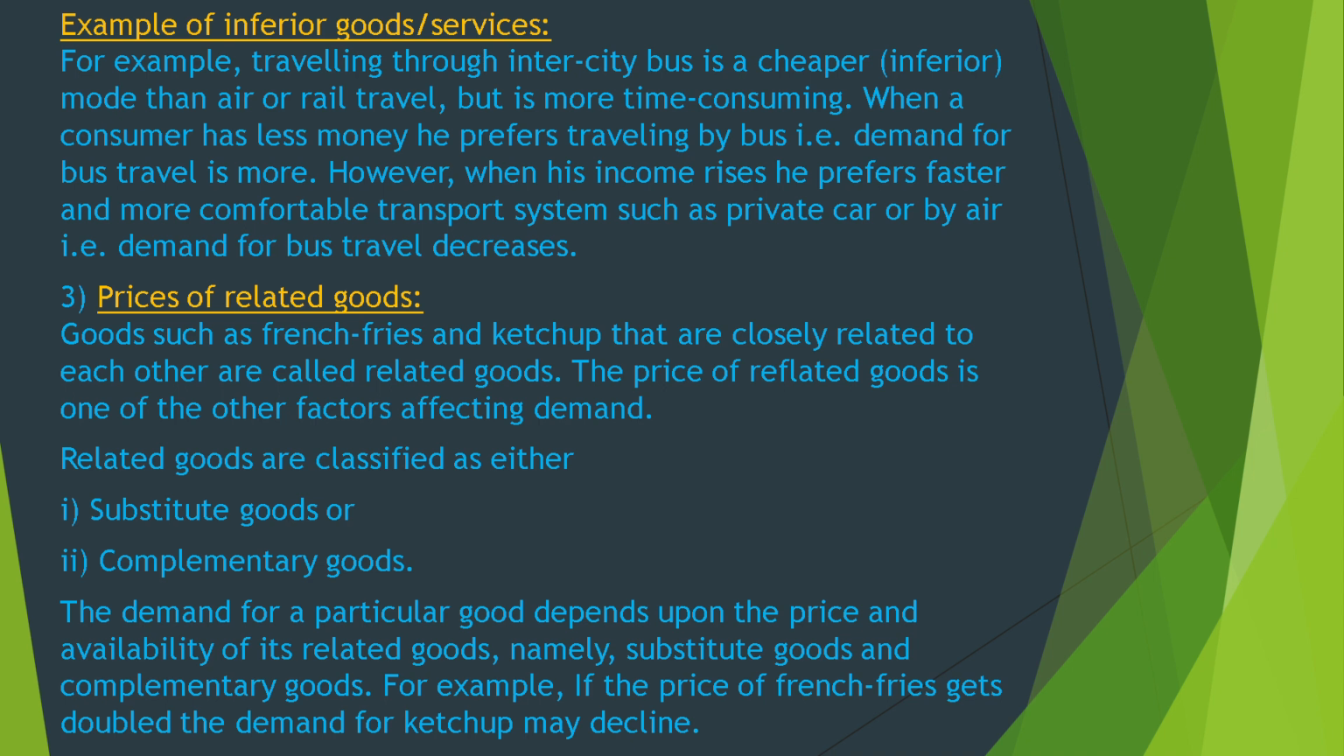Price of related goods. Goods such as french fries and ketchup that are closely related to each other are called related goods. The price of related goods is one of the other factors affecting demand. Related goods are classified as either substitute goods or complementary goods. The demand for a particular good depends upon the price and availability of its related goods, namely substitute goods and complementary goods. For example, if the price of french fries gets doubled, the demand for ketchup may decline.